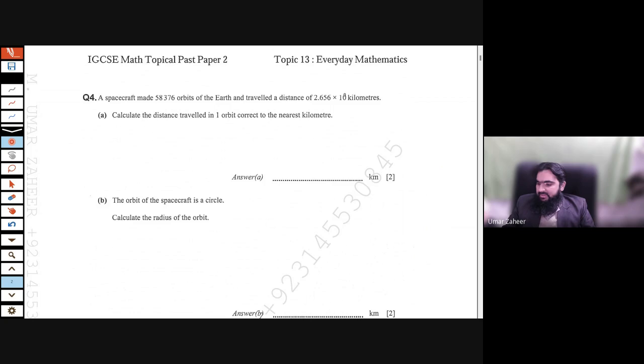A spacecraft made 58,376 orbits of the Earth and traveled a distance of 5.656 times 10 to the power 9 kilometers. Calculate the distance traveled in one orbit. So these are the orbits, meaning the path, and this is the total distance, and you have to calculate the distance of one orbit. How can we find it? It's a very basic question.